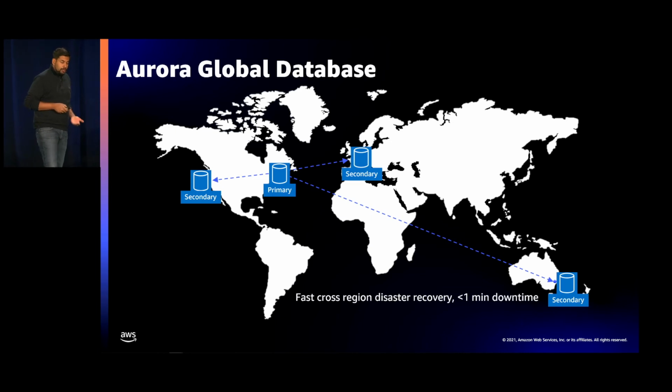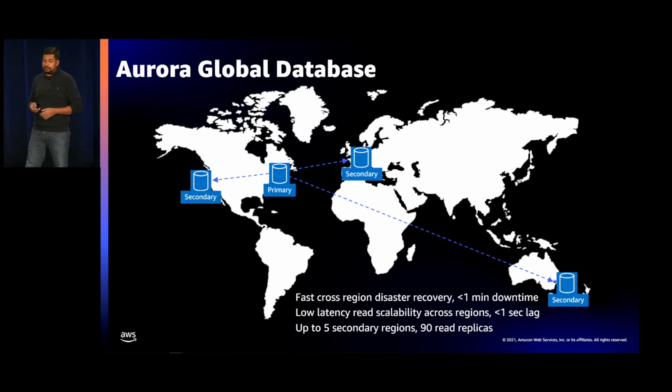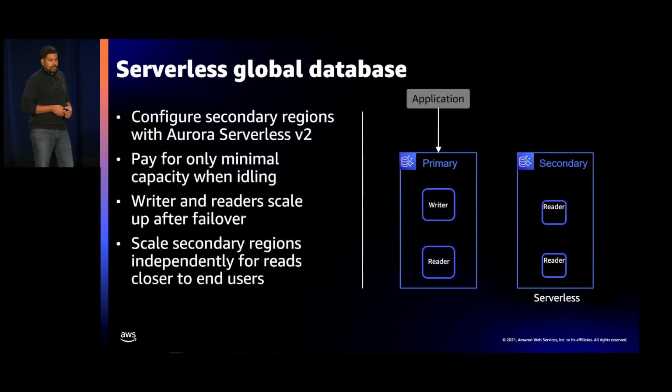Then in situations where you need to scale your read workloads closer to your end users, you can provision up to 5 secondary regions, and each of these secondary regions can have their own 16 instances, 16 reader nodes. So you can go up to 90 reader nodes altogether in a global Aurora database and scale your reads that way. What's interesting to note is that serverless and global database, these capabilities will work together.